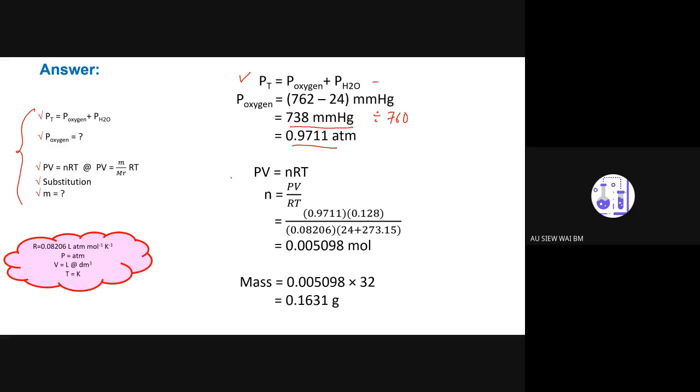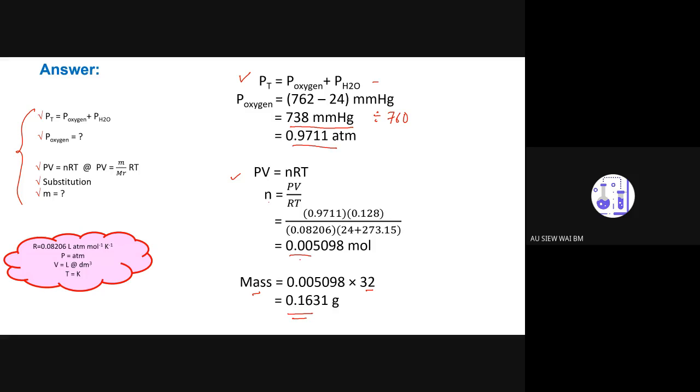After that, use the ideal gas law. Guna ideal gas equation ini, PV equal to nRT, and then get the n. Ganti-ganti je, semua sudah ada dah. Just substitute the correct values. After that, you get the number of moles. Once you get the number of moles, of course, you can get the mass. Betul? So, darab dengan molar mass, you get the mass of the oxygen gas.